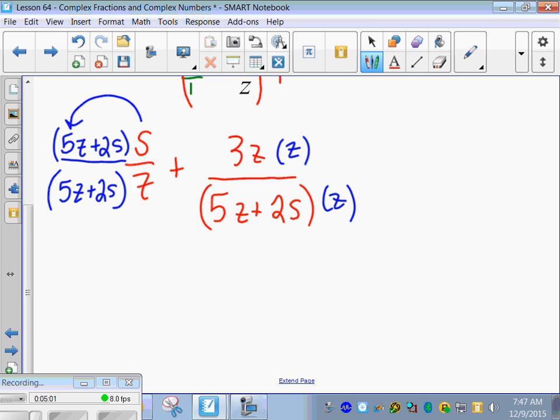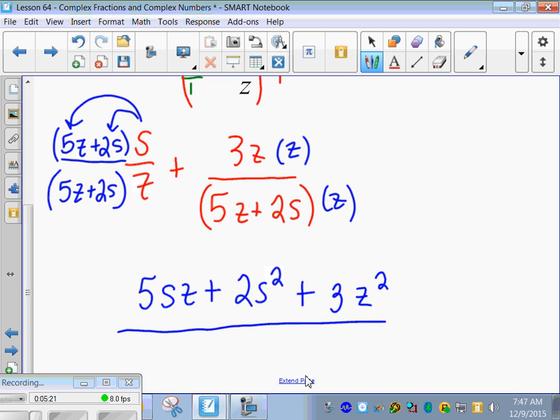All right, so over here we can go ahead and distribute. So Hugh, what do I get when I distribute the s? 5sz plus 2s. Good. All right, and then I have plus this part here, which is 3z squared. All over my common denominator, which we do not multiply out, and usually we put the monomial first, so we usually put the z in the front, and then 5z plus 2s. And that's it.